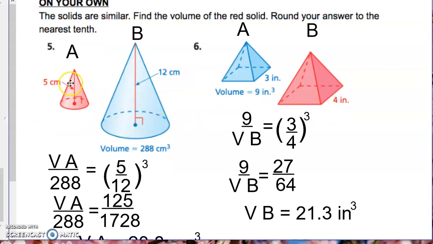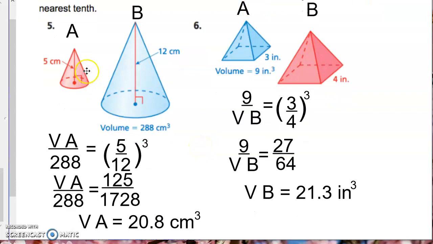All right, to check these two, again, I labeled them A and B, so I can keep it a little bit more organized. So I don't have volume A, but I do have volume B as 288, and I'm comparing that to the linear measures of 5 to 12, but of course I have to cube those measures. 5 cubed is 125, 12 cubed is 1728, so then 288 times 125 divided by 1728 means the volume of cone A would be about 20.8 centimeters cubed.